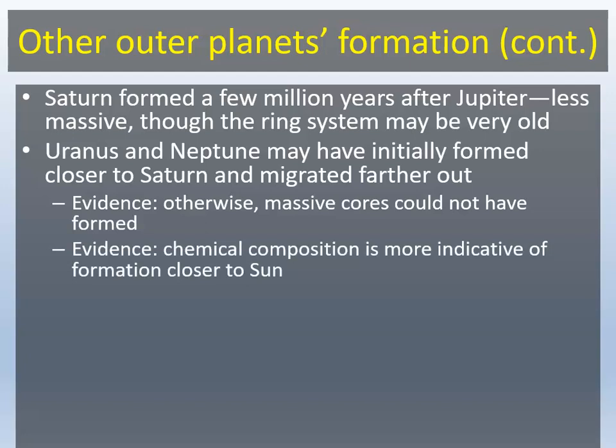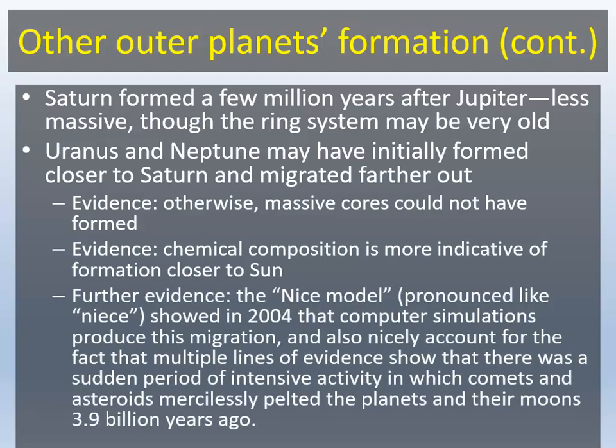And there are a number of lines of evidence for this. One is that otherwise you wouldn't get massive cores forming, particularly for Neptune, because Neptune does, we believe, have a massive core, but if it formed at its current location of 30 AU, it shouldn't have been able to accumulate a massive core. Luckily, computer simulations show these types of migrations occurring, so they are quite consistent with what we see in our simulations. But again, the simulations are consistent with the observational evidence. Chemical composition of these bodies is also more indicative of formation at least somewhat close to the Sun.